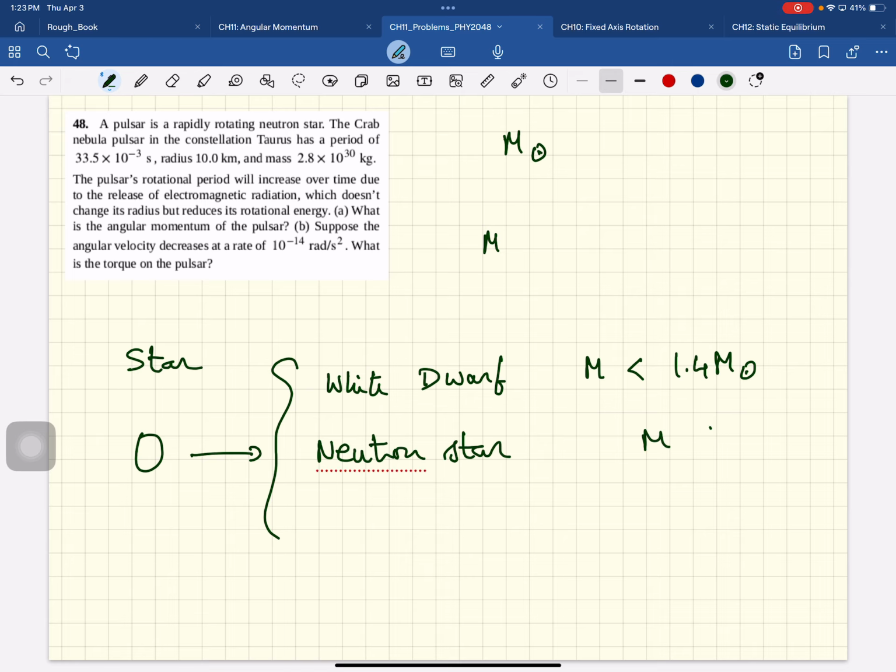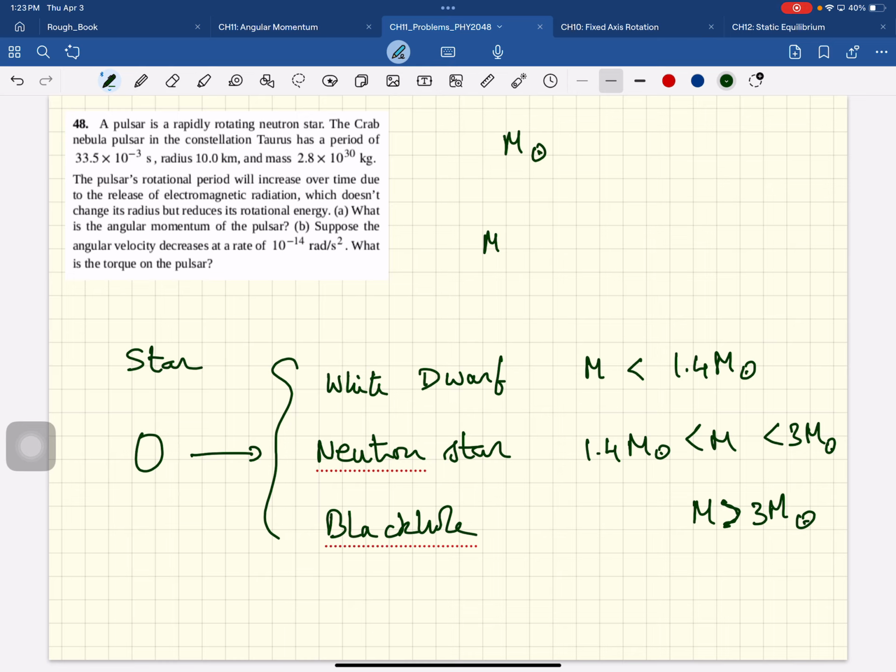if the mass of the star is between 1.4 solar masses and 3 solar masses. What will happen if the mass of the core, it's the core that we're really talking about, is above 3 solar masses? Supernova? It becomes a black hole. So those are the 3 states of death of a star.